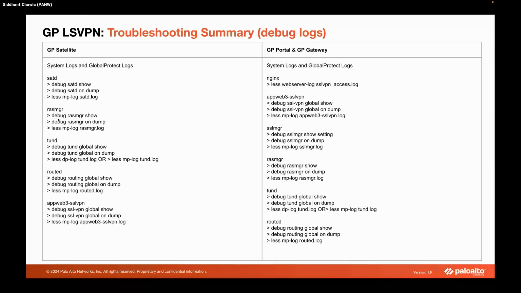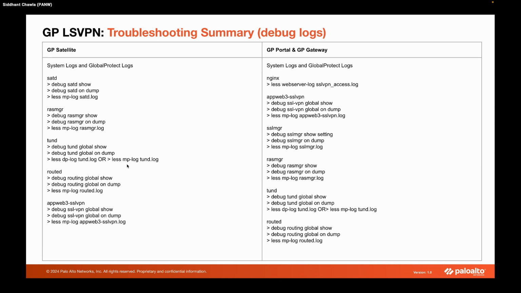For rasmgr, you can run a rasmgr debug, show and dump. Make sure that if you're running debug, you switch it back to the original, and that should be info. To check the rasmgr log, less mp-log rasmgr.log. For tund, you can run the tund debug. And to view, less dp-log tund.log.